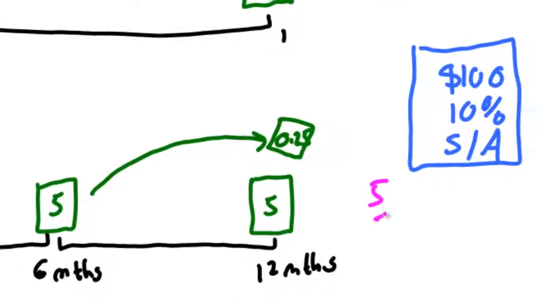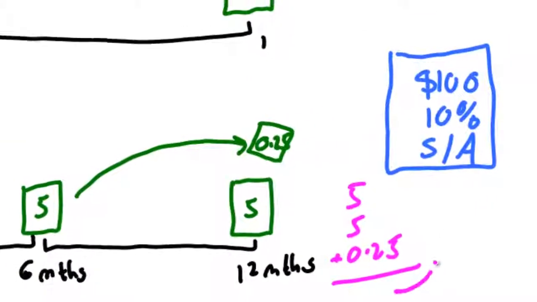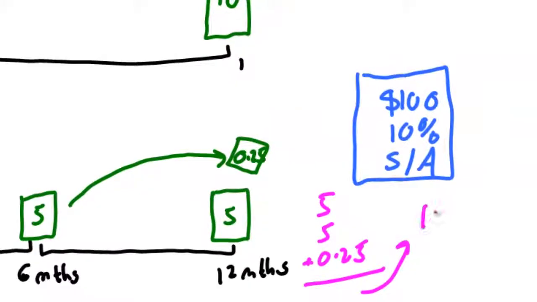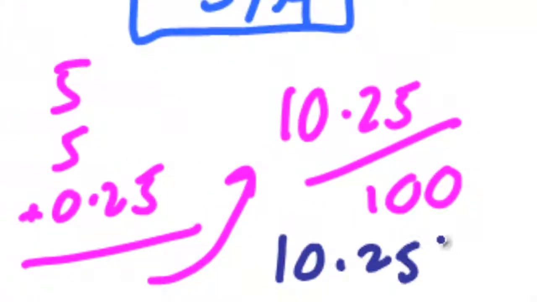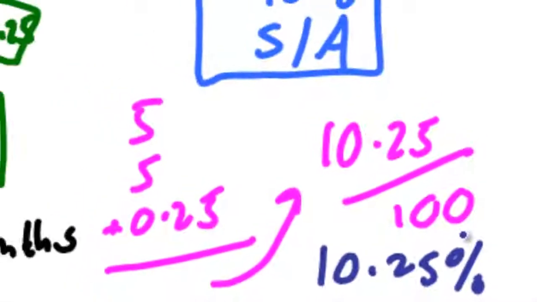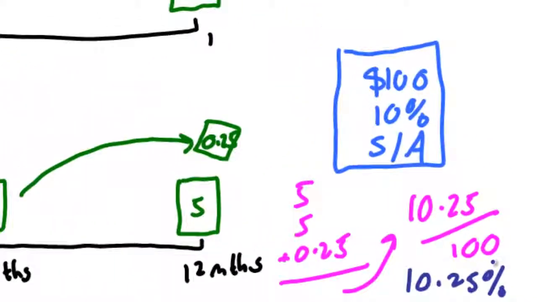Now we can add up all the payments. You get 2 payments of $5 plus that side payment of 25 cents to make $10.25 altogether. Your effective annual interest rate for your $100 investment is therefore 10.25%. So far so good, and we did manage to do this one by hand. But what if we get a situation more like this?